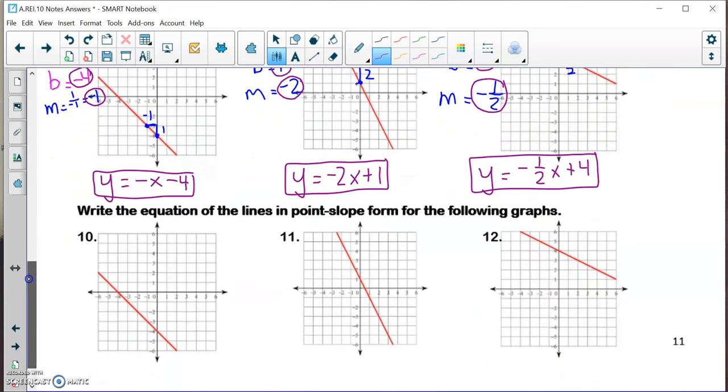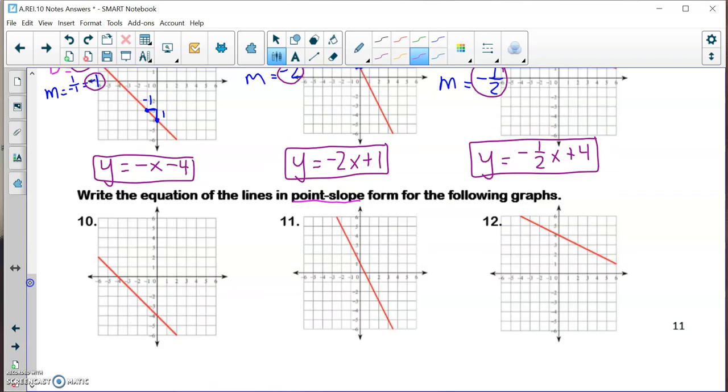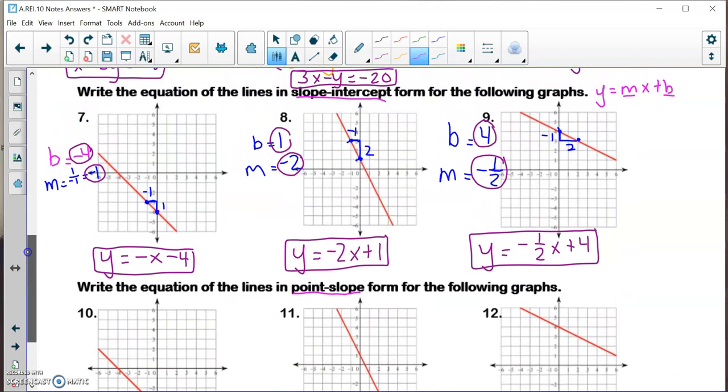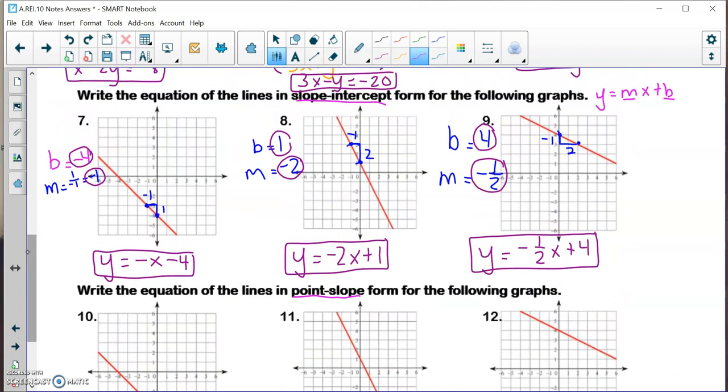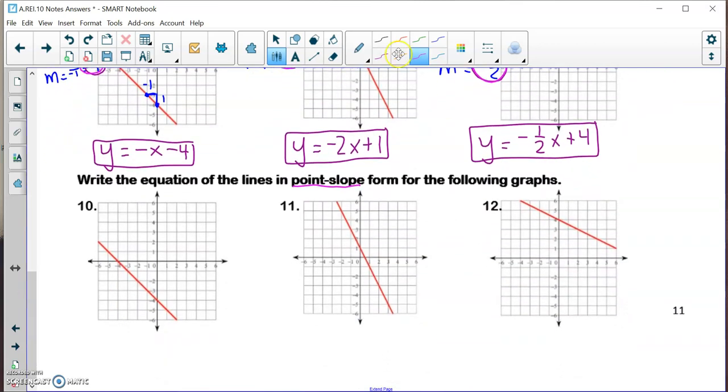Now we're going to look at the same 3 graphs, and we are going to write our equation of our line in point-slope form. So what you need to write an equation in point-slope form is you need your slope, which we found all the slopes above, because these are the same exact graphs, and you need a point on your line. So your choice, what point you want to use, it does not matter.